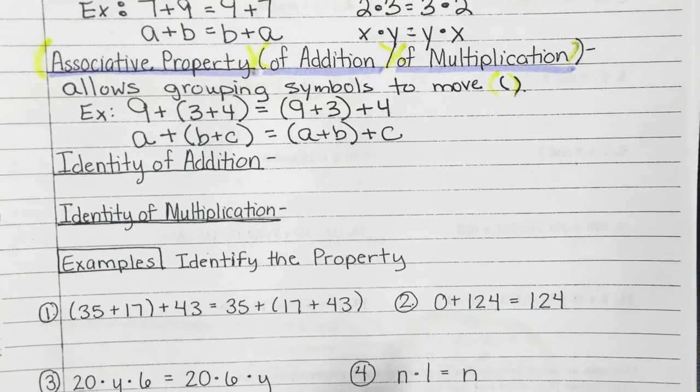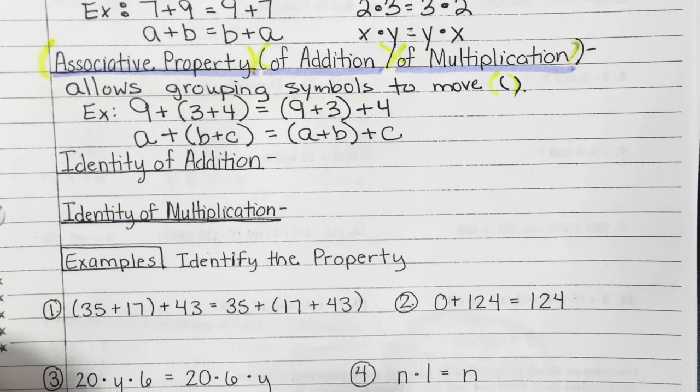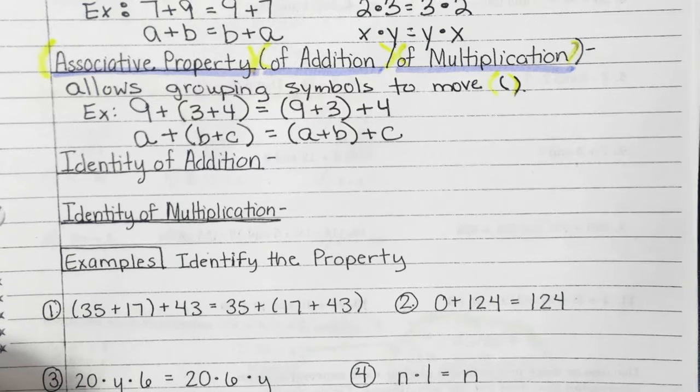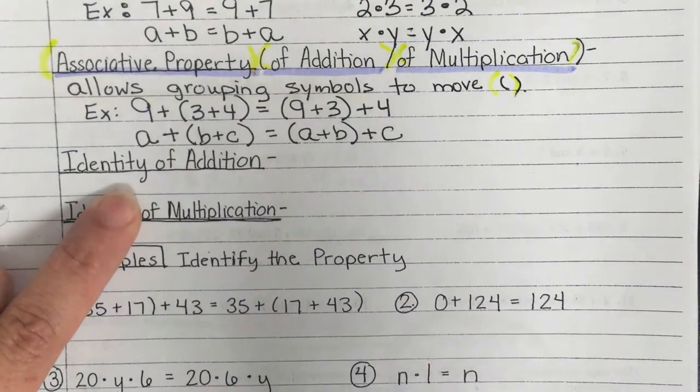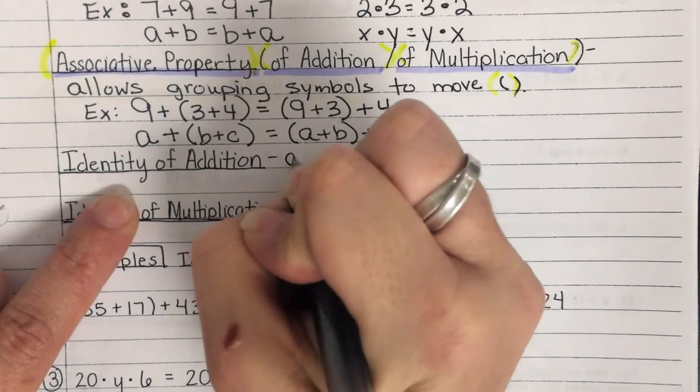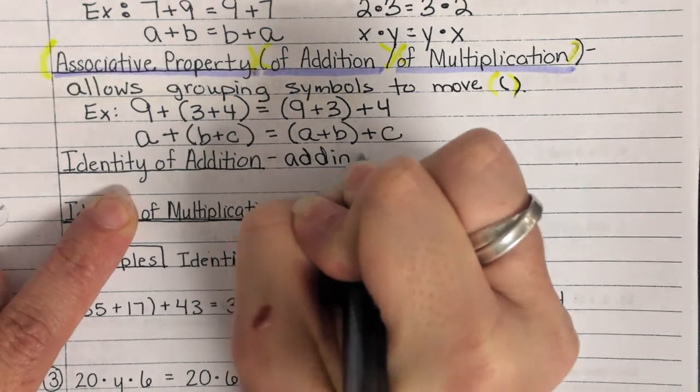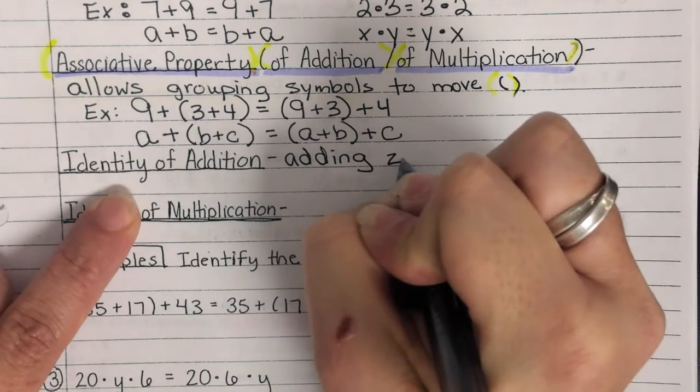Okay, identity of addition. I just want you to think about it. If you add, what is the only thing you can add to a number and it stays the same? 0. I want you to think about that. So 9 plus 0 is 9. Even if I switch it and say 0 plus 2 is 2, whatever you do with a 0. So, identity of addition means adding 0. If they're not doing something with a 0, you shouldn't be writing identity of addition.